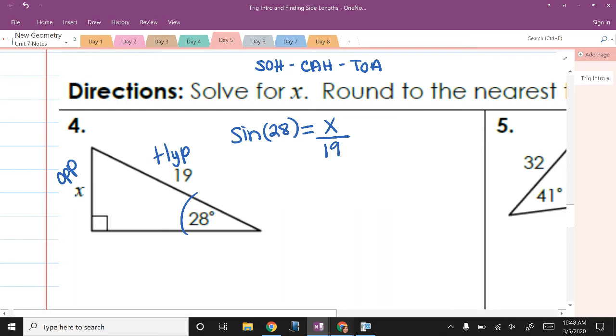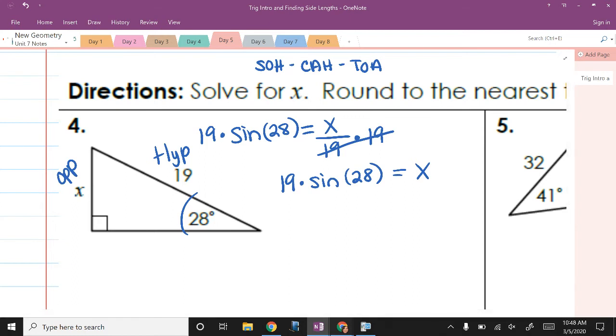So if we're solving this for x, and we want to get x by itself, and they're dividing by 19, how do I get rid of 19? Multiply it on both sides. So you're going to multiply times 19 on both sides. So those cancel out. 19 divided by 19 cancels out, right? So 19 times sine 28 equals x. The rest of it is calculator work. So is everybody okay with how we did the operations to get x by itself? They divided by 19, we multiplied by 19 on both sides.